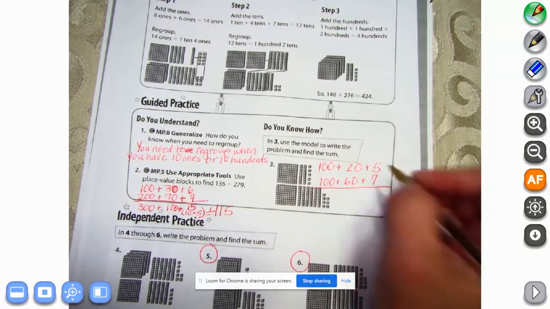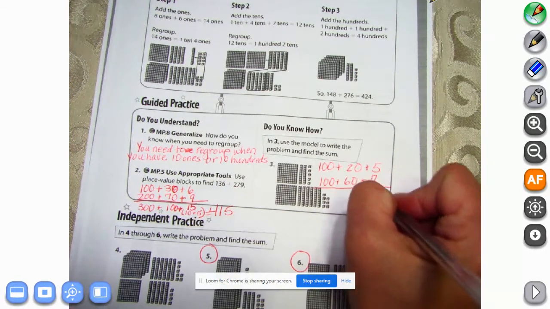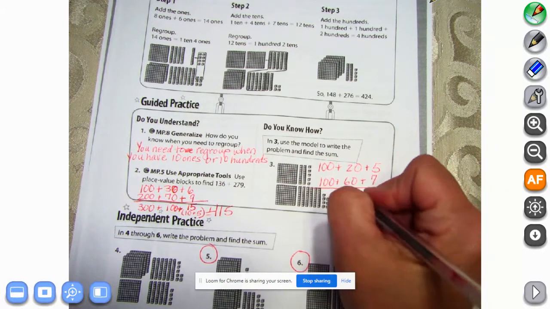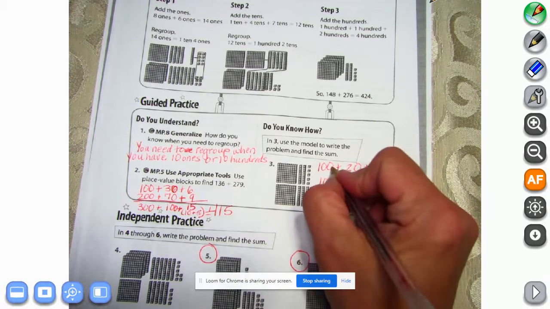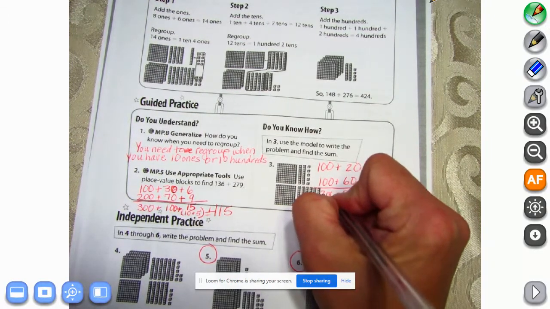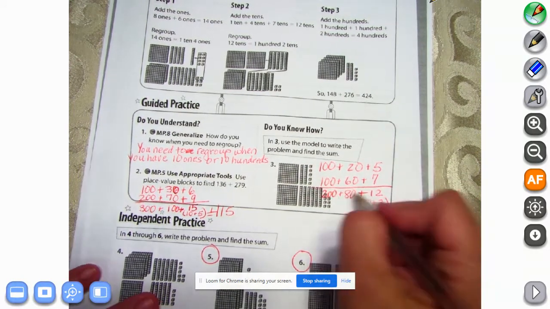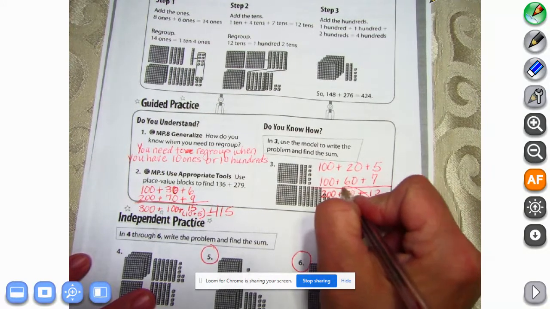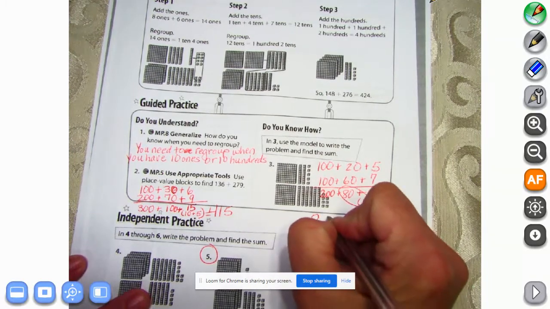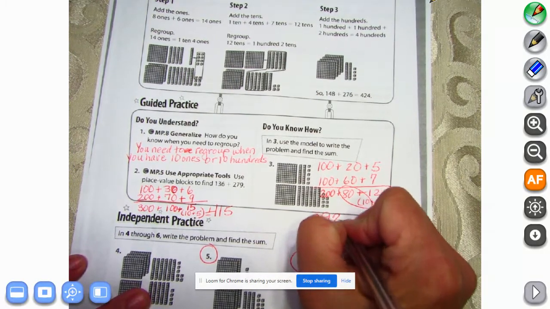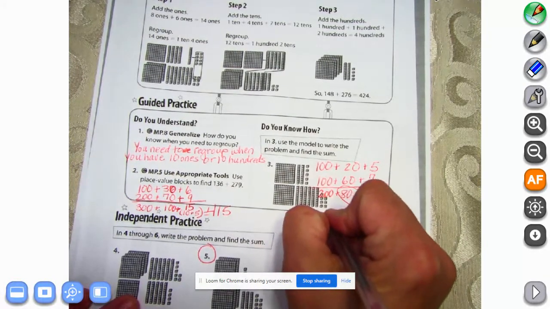Now we're going to add. 5 plus 7 is 12, and 12 is the same as 10 plus 2. 20 plus 60 is the same as 80. And 100 plus 100 is 200. Okay, hopefully you can see that. So we're going to add these together. So we have an 80 and a 10. So those are going to become our new group. So 292 should be our answer. 292.